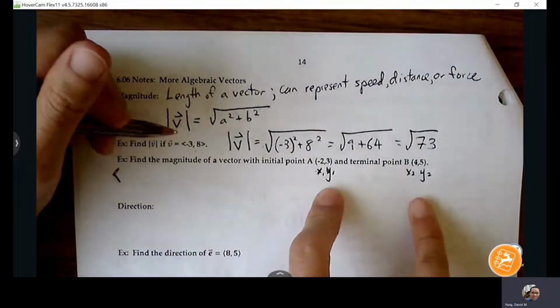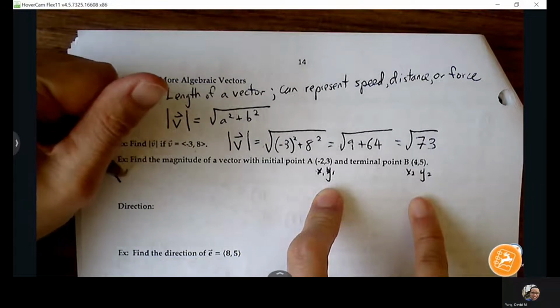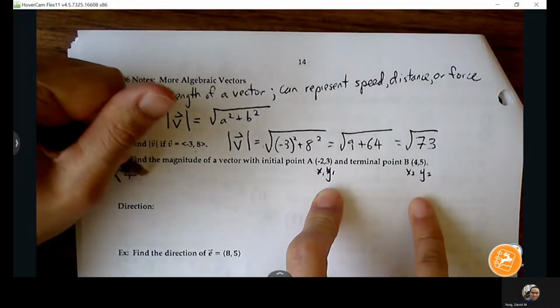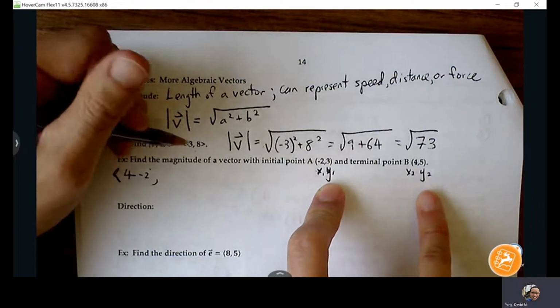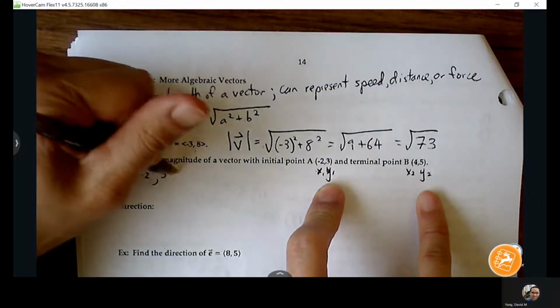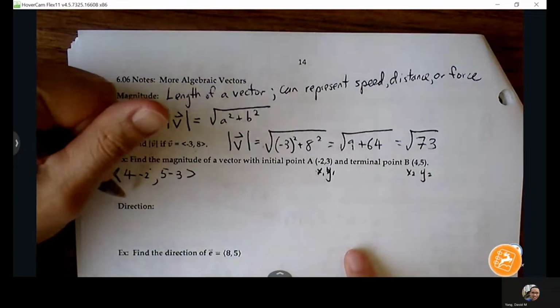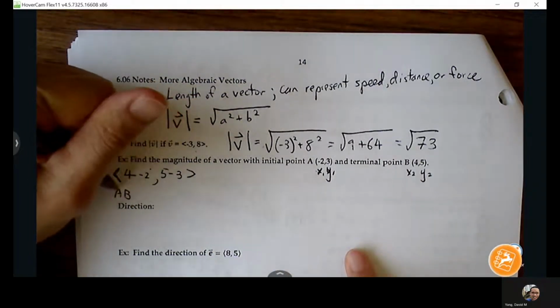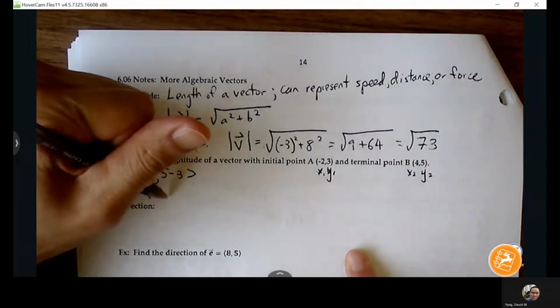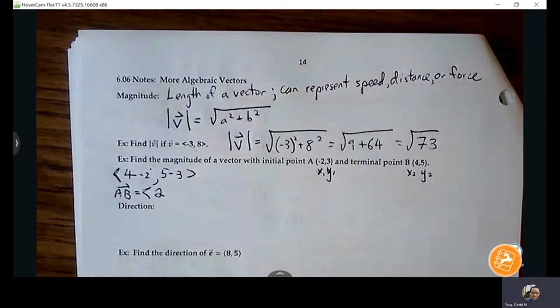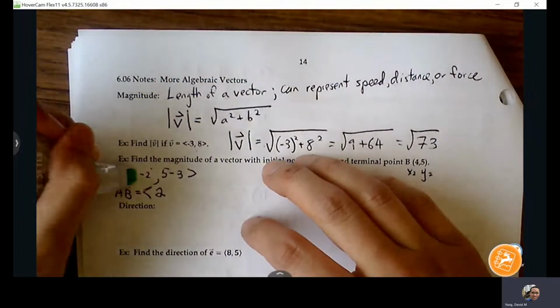Okay, x2 minus x1. 4 minus -2, and then 5 minus 3. Sorry, 4 minus -2, so that's going to be 6, right?